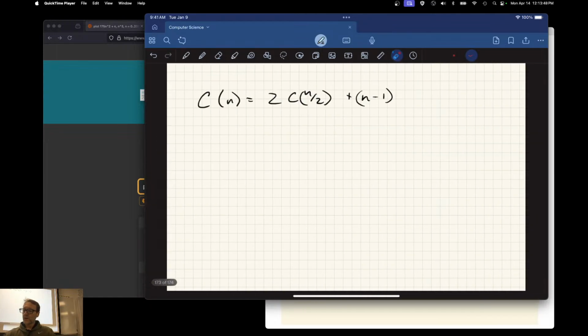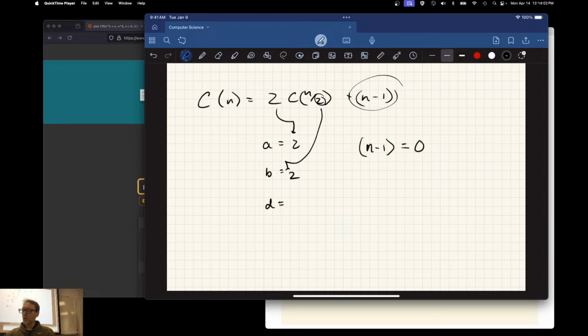So in this case, what is a? 2. B is 2. And d ends up being what? We've got this being n minus 1 is big O of n to the first. Good. So a versus b to the d. In this case, it's 2 versus 2 to the first. They are equal.